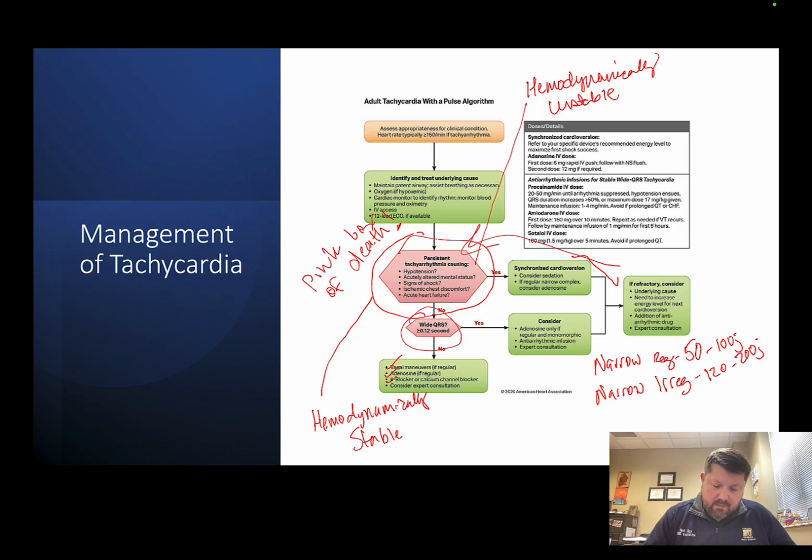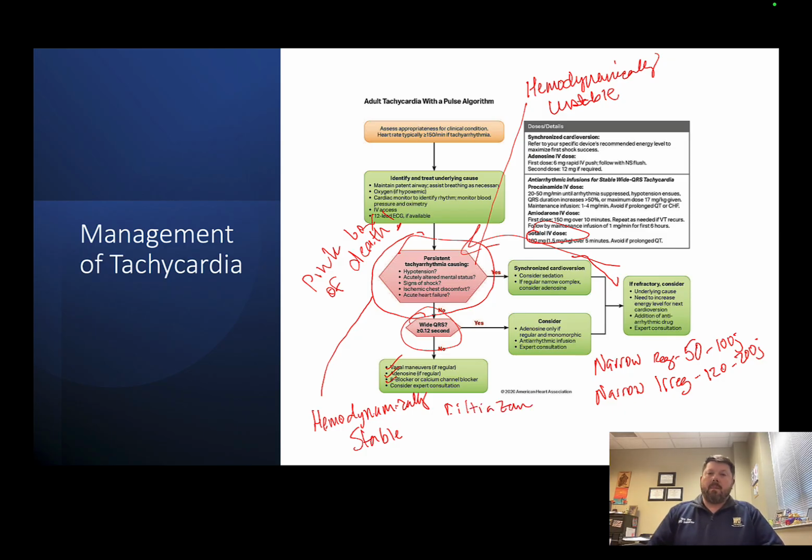Then we can consider a beta blocker, such as sotalol, as is listed here, or whatever beta blocker IV form you may have on your ambulance. And also calcium channel blockers. A really good calcium channel blocker would be diltiazem. So we want to try medications first.